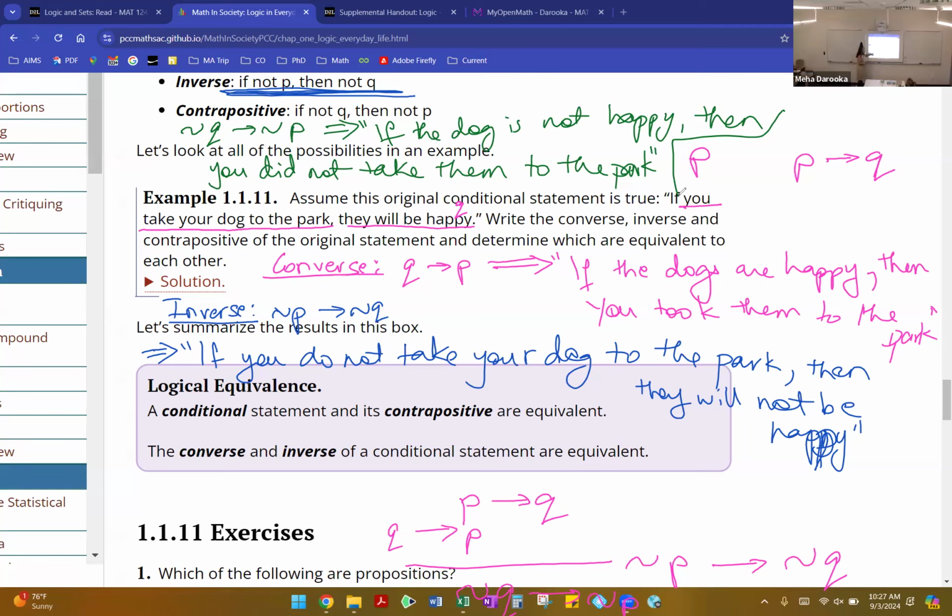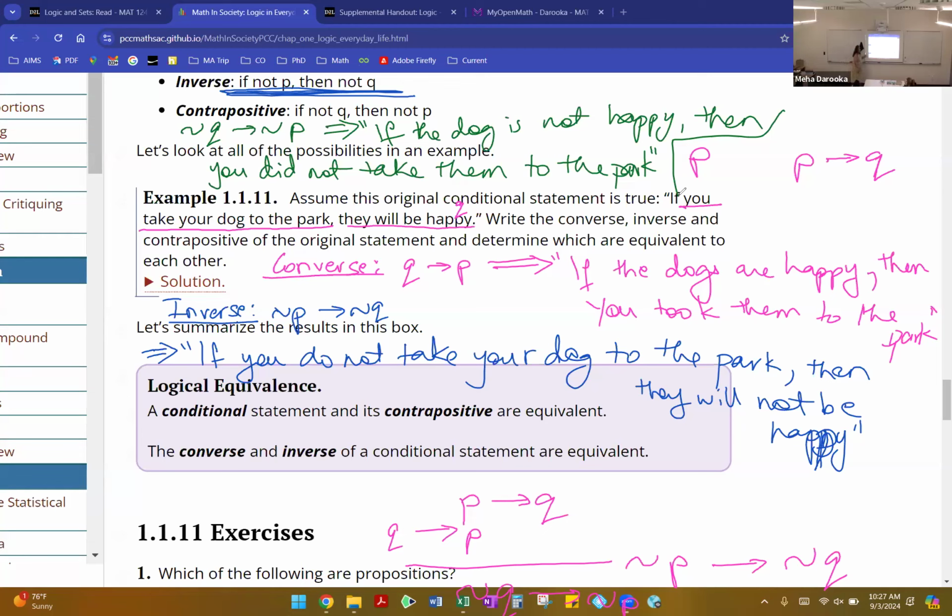Then we are saying the converse and inverse are equivalent. Same thing, they share the same truth value. Those were the pink and the blue. The converse says, if the dogs are happy, then you took them to the park, so again happiness is based on the dog being at the park. The inverse said, if you do not take your dog to the park, then they are not going to be happy. So again, we're talking about the same thing, it's just about how you're writing it, the order of your P and Q statements, and where you put the negations.